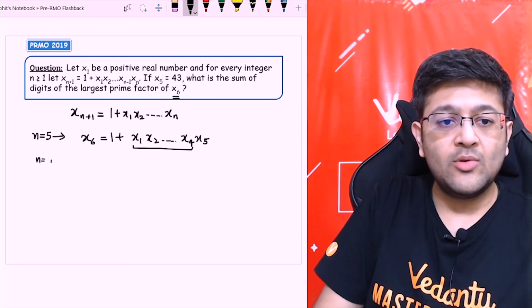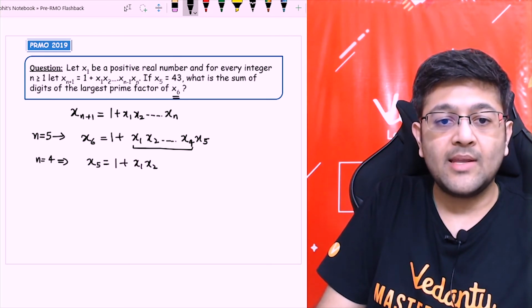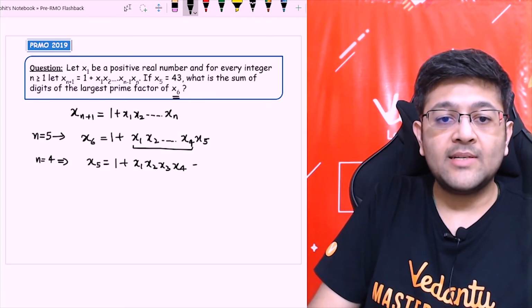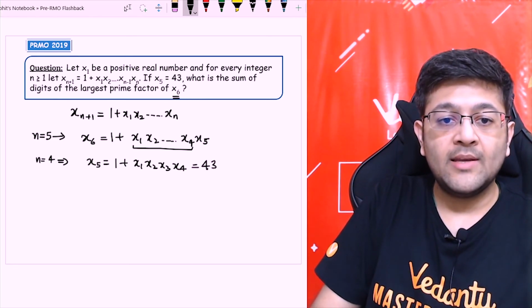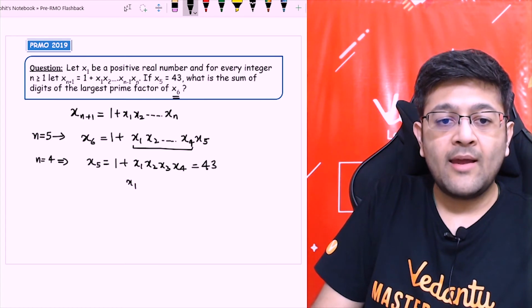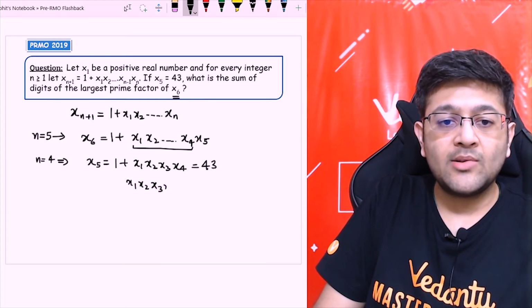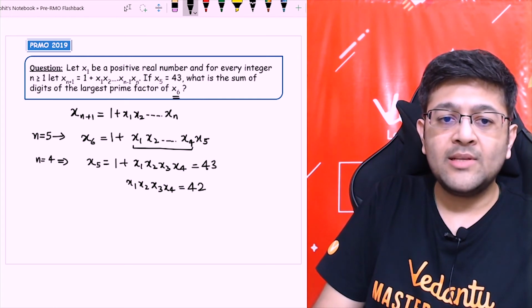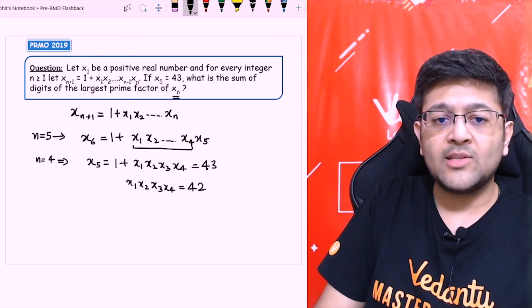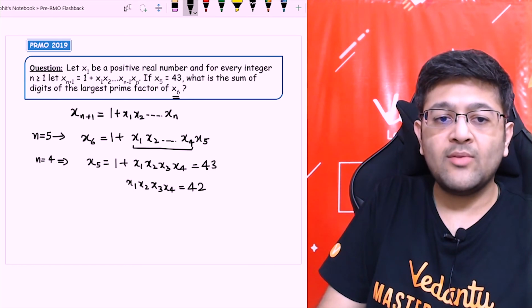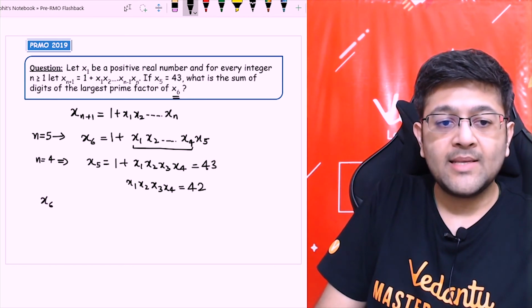So put n is equal to 4. I'll get x5 should be equal to 1 plus x1, x2, x3 and x4, and x5 itself is given as 43. So bachcho, I have found the values of x1, x2, x3, x4. I'm able to find the value, that is 42. Now I know the product of x1, x2, x3, x4, and I know the value of x5 also. Now I'll be able to find x6, right?